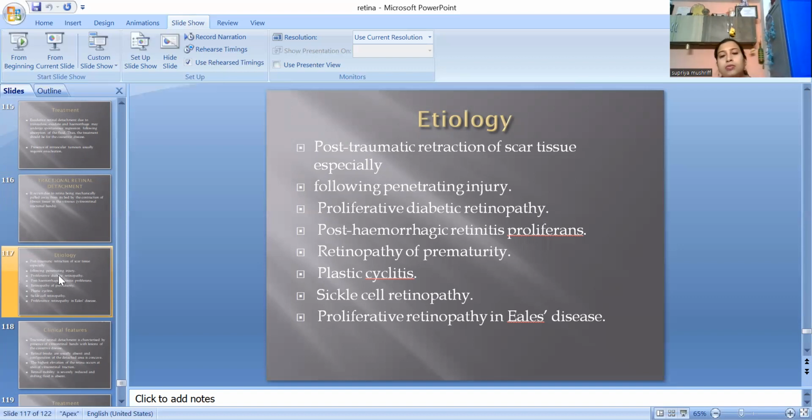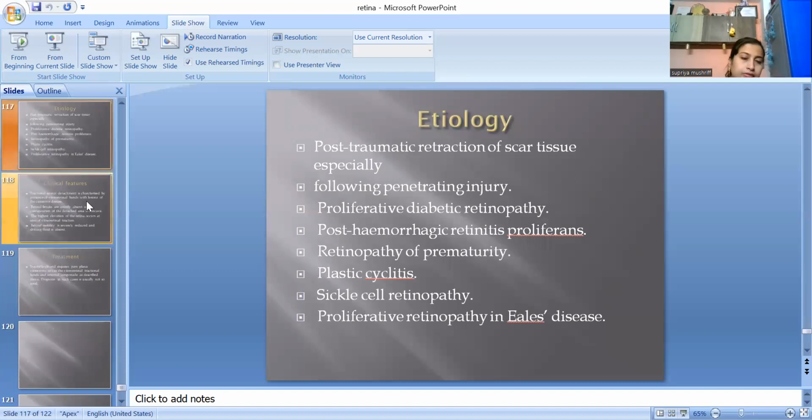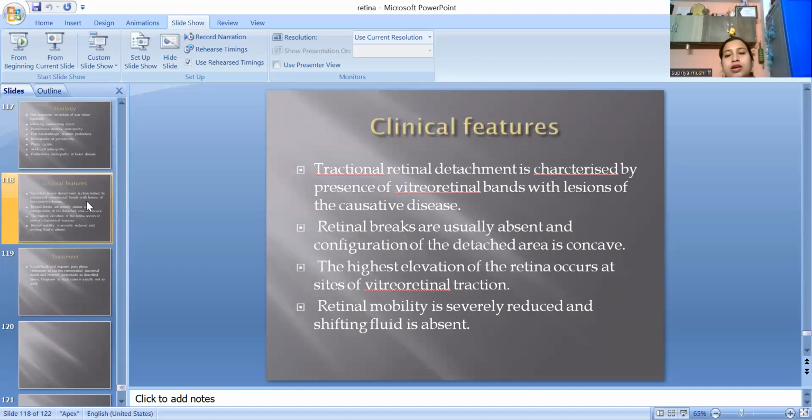diabetic retinopathy, post-hemorrhagic retinitis proliferans, retinopathy of prematurity, plastic cyclitis, sickle cell retinopathy, proliferative retinopathy of Eales' disease. Now, the clinical features of tractional RD are characterized by the presence of vitreous bands with lesions of the underlying disease. Retinal breaks are usually absent in tractional RD, whereas they are present in rhegmatogenous RD. And the configuration of the detached area is concave.